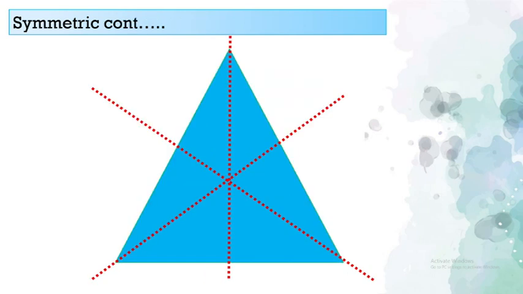Here is a picture of a triangle. Can you tell how many angles there are in a triangle? In a triangle, there are 3 angles and 3 lines of symmetry.